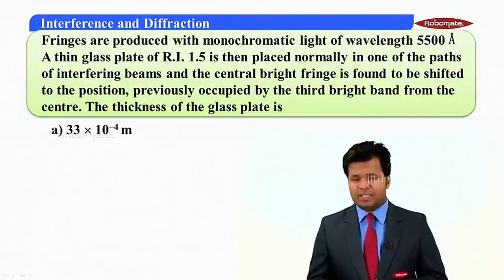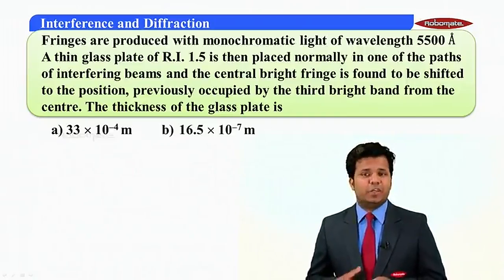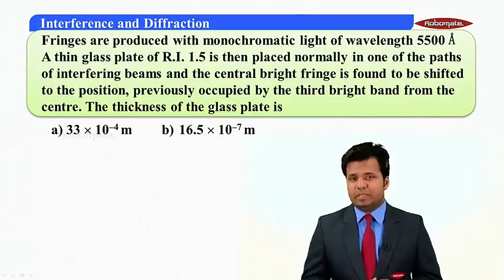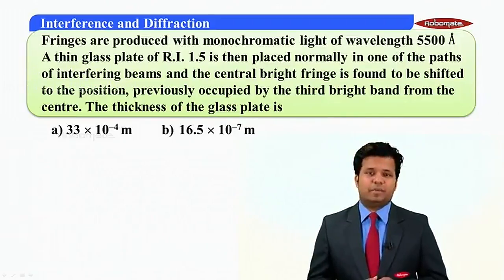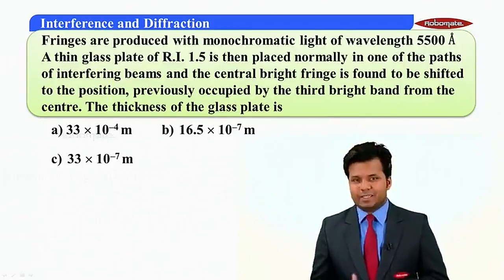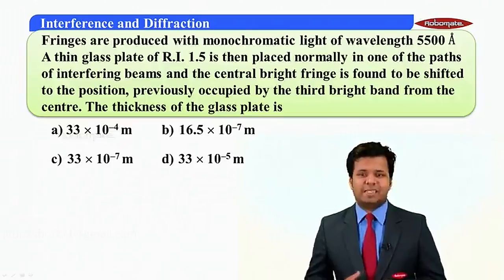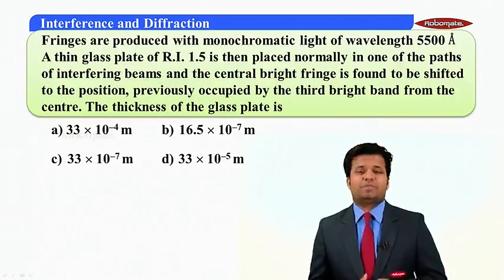Let us see the options. Option A is 33 into 10 to the power minus 4 meter. Option B is 16.5 into 10 to the power minus 7 meter. C is 33 into 10 to the power minus 7 meter, and D is 33 into 10 to the power minus 5 meter.